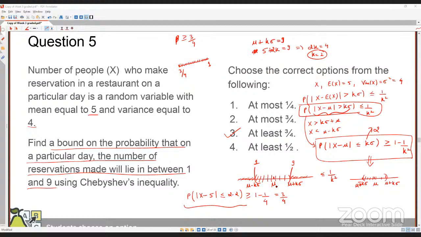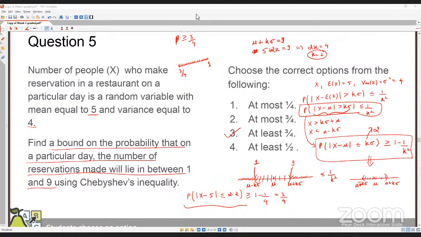Yeah. It's saying will lie in between 1 and 9. Does that mean 1 and 9 included? Between 1 and 9. Yeah, so in this case, we can say it is 1 and 9 included. So whenever we are saying 1 to 9, we are saying it is included.